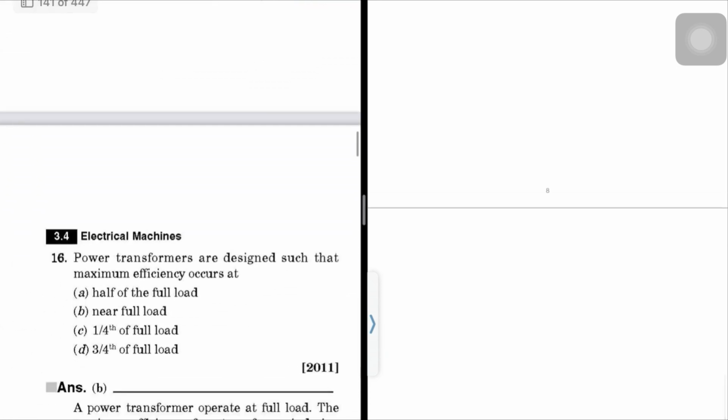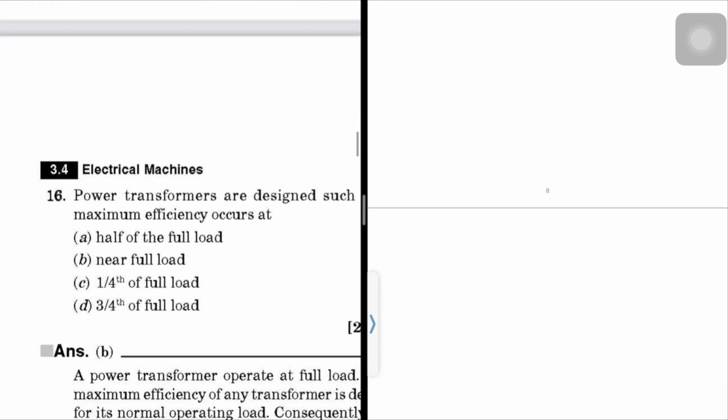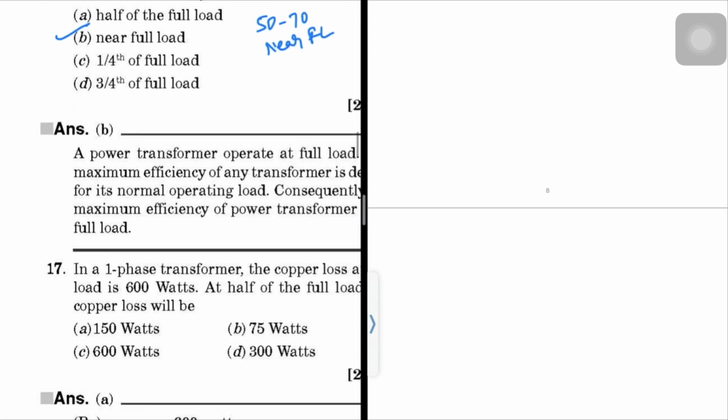Coming to the 16th question: power transformers are designed for maximum efficiency at. It is already discussed. Distribution transformers are generally designed at 50 to 70% load. Power transformers are designed nearly at full load. So the option will be B.